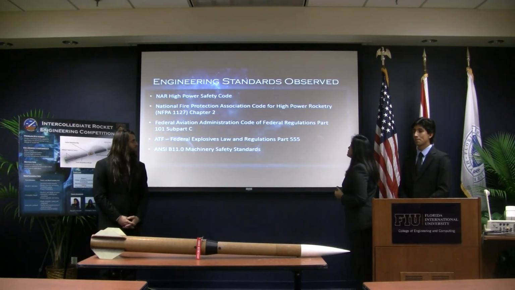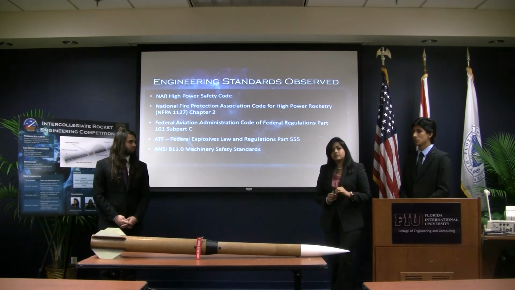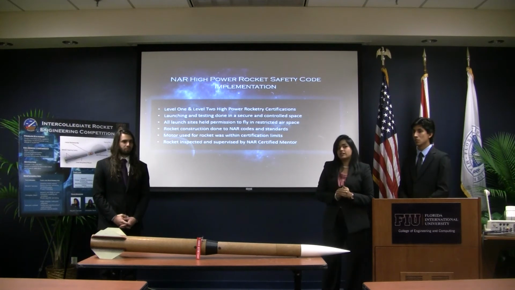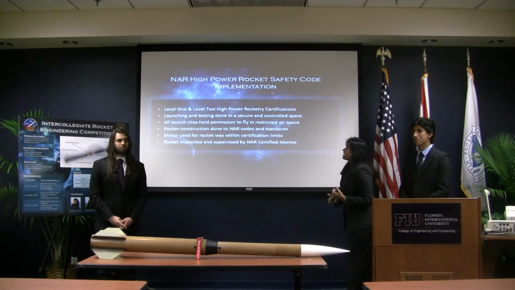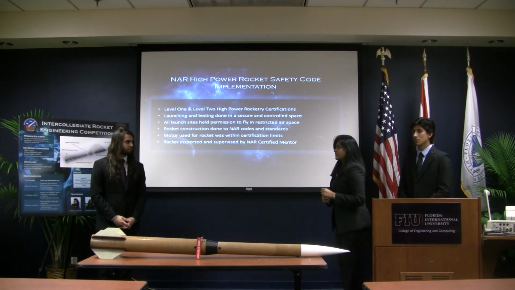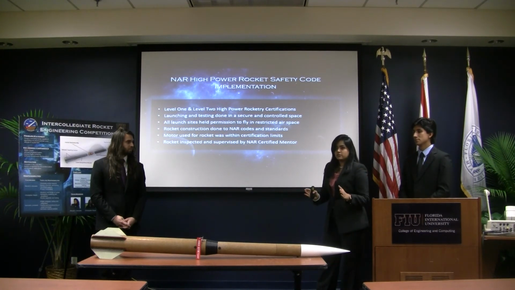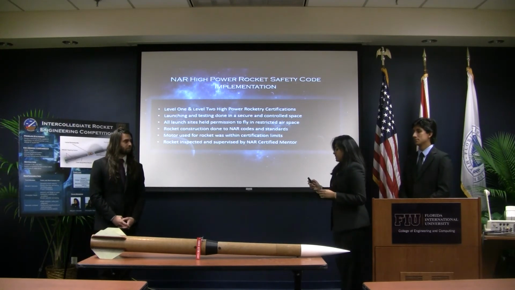Now, some engineering standards observed are, for example, the ones listed here. However, we saw that the all-encompassing standard is in fact the National Association of Rocketry High-Power Rocket Safety Code, where level 1 and level 2 high-power rocketry certifications enabled us to see all the safety precautions and procedures, where launching and testing was done in a secure and controlled space. All launch sites, of course, had the permission from the FAA to obtain a restricted airspace. Now, the rocket design, construction, and of course the motor selection were all within the range of the certifications we obtained. So finally, the rocket was inspected and supervised by NAR-certified mentors.